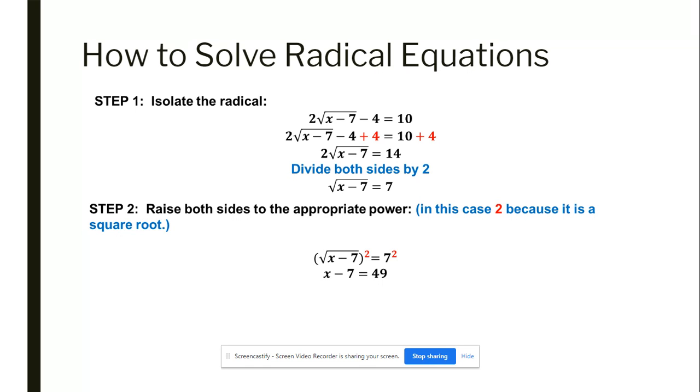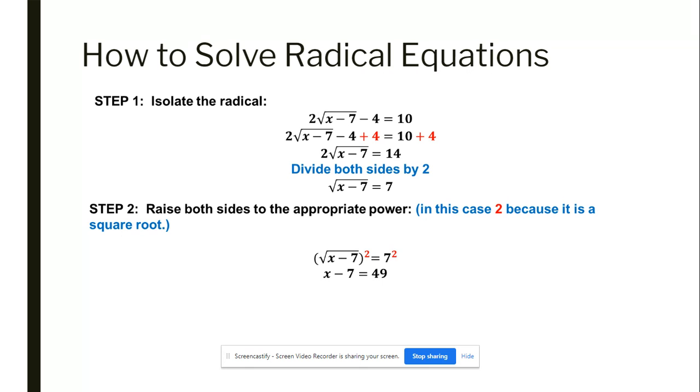At this point, we can go to our second step, which is to raise both sides of the equation to the appropriate power. Now, what is the appropriate power? That depends on what kind of radical you have. We have a square root, so we're going to raise both sides to the second power because it's a square root, and that's how you cancel out a square root.